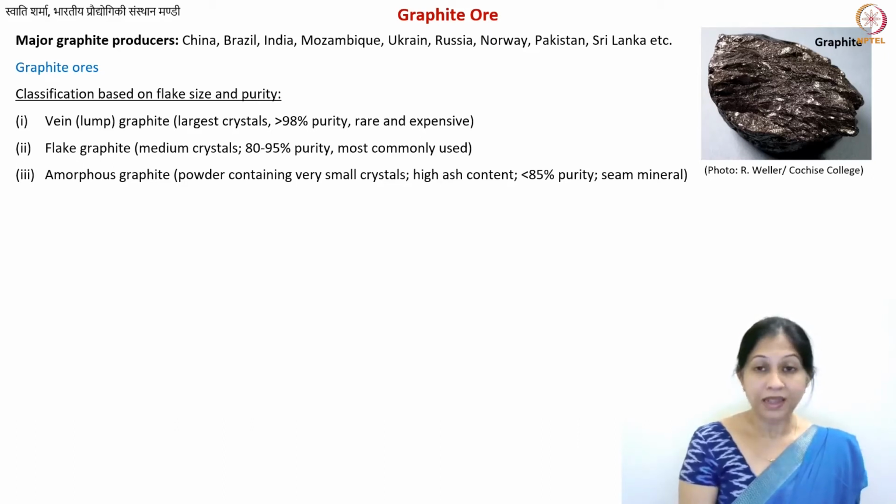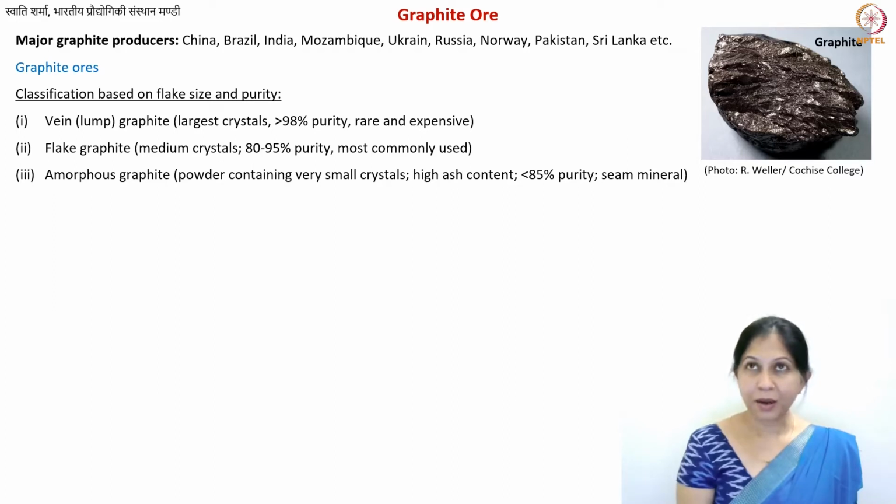Now, this is a seam mineral. I told you that you can find graphite in coal seams. These kinds of graphites are generally found with other forms of carbon or petroleum. So they are often formed under high temperature conditions, and that is why you can also find some ash. Ash is whatever is left after your material is burnt. This is the definition of ash.